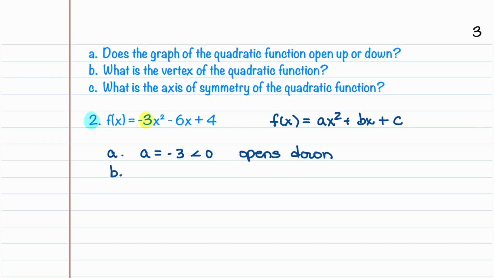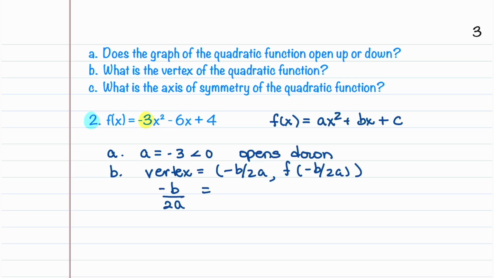Now let's go ahead and find the vertex. Our vertex is equal to minus b over 2a, and then f of minus b over 2a. Minus b over 2a is equal to minus, and then b is minus 6, so we have 2 negatives. And then in the denominator, we have 2 times our a, which is minus 3. So this is 6 over minus 6, which is equal to minus 1.